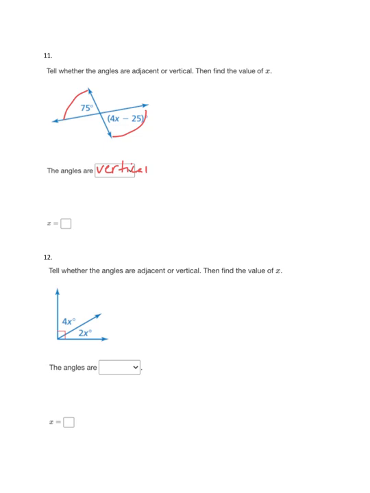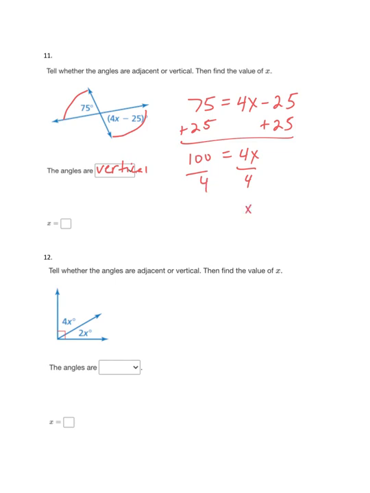And to find the value of x, we know that vertical angles are congruent. So we are going to write an equation, 75 equals 4x minus 25. And we just have a 2-step equation. We'll add 25 to each side. We get 100 equals 4x. We'll divide by 4 and get x equals 25.